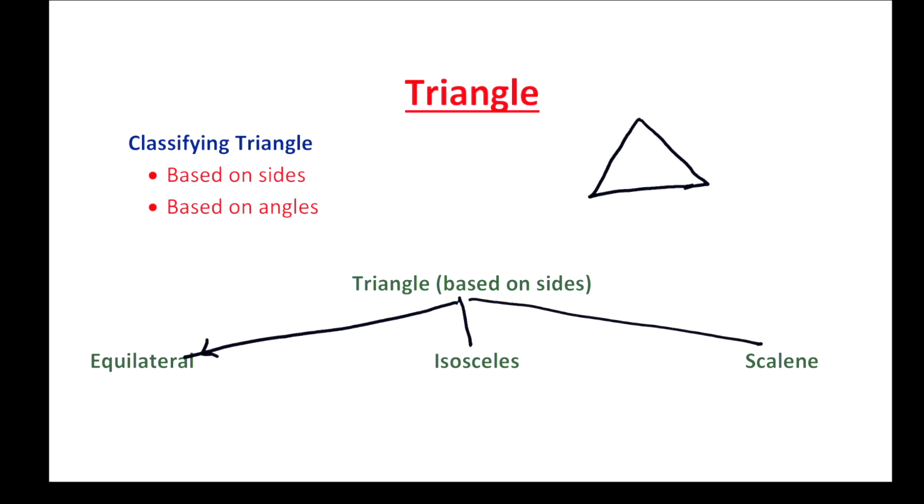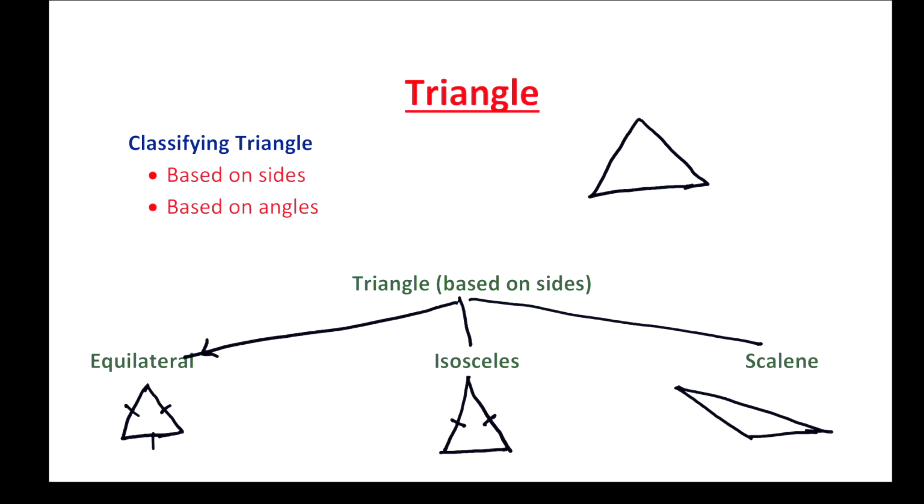What are those? Equilateral. Equi means equal. So a triangle that has all sides equal is called an equilateral triangle. Isosceles. An isosceles triangle has two sides equal. This is our triangle. An isosceles triangle has two sides that are equal. Scalene. A scalene triangle is a triangle that has three sides but none of the sides are equal to each other.